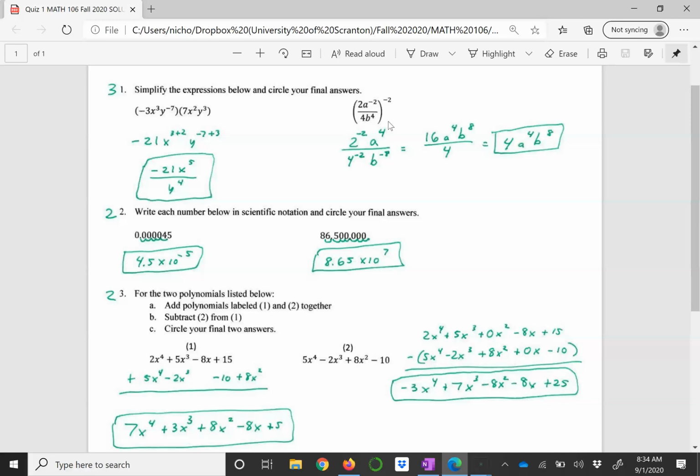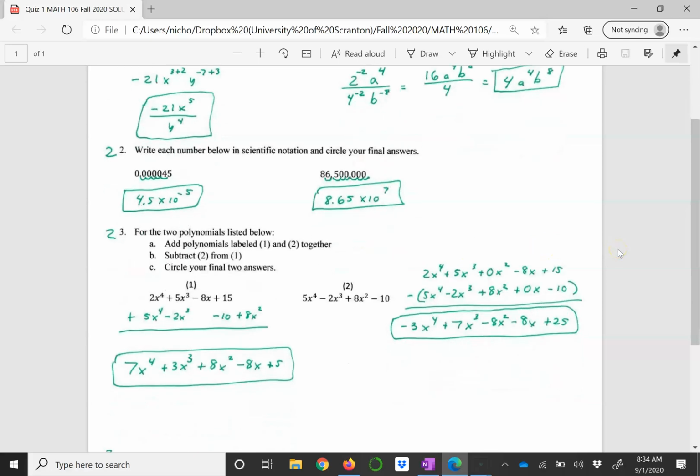So that's number one. Number two is fairly straightforward. Just write those numbers in scientific notation. In the first one, if you're moving that decimal point to the right, that means your exponent's going to be negative because that's a really small number. And if you're moving your decimal to the left, your exponent's going to be positive.